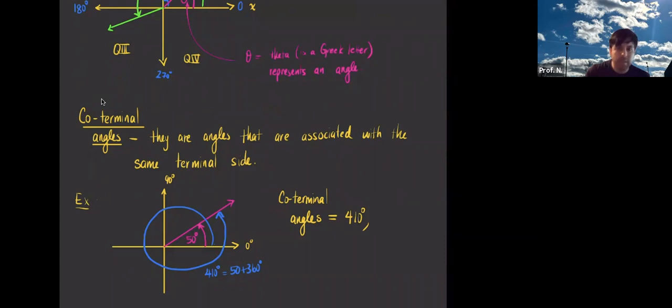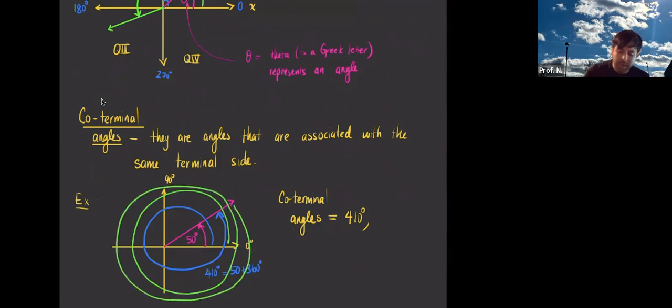If I move around, and then I move another 360 degrees, where would I be? What would be this angle? So 360 plus 360, 720, plus another 50 would be what? 770. And as you can tell, I can add 360 again and again and again. I would get another angle that shares the same terminal side as 50 degrees.